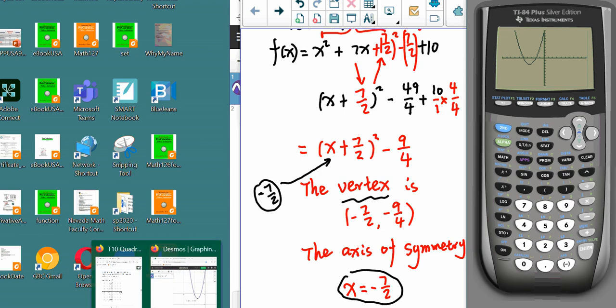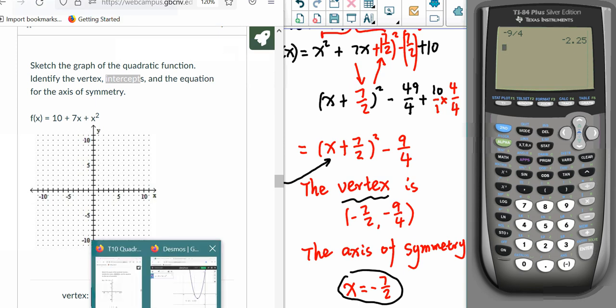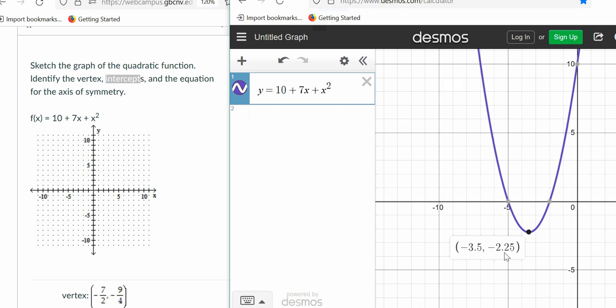If you use your calculator to do that, you have negative 9 divided by 4. So negative 2.25 in decimal. All right. Please review this lecture. I will see you next time.